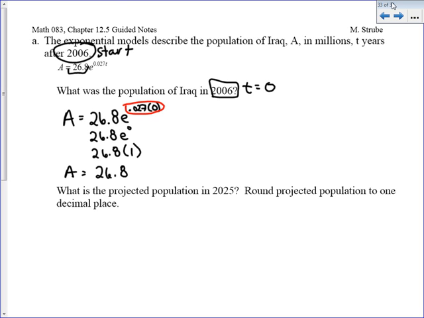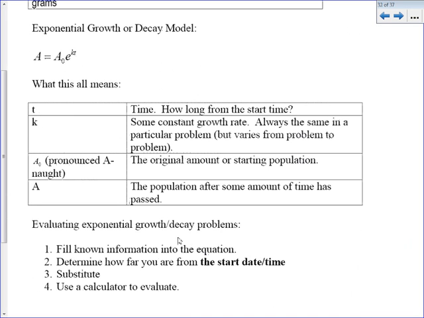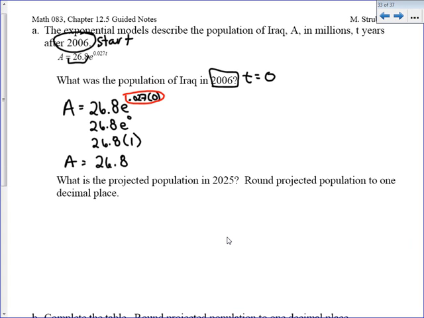So when you look back, I didn't go over this here, but the original amount is the starting population. So if you're in your starting year, that's your population. The A naught is. But then the other question is, what is the projected population in 2025? Round the projected population to 1 decimal place.